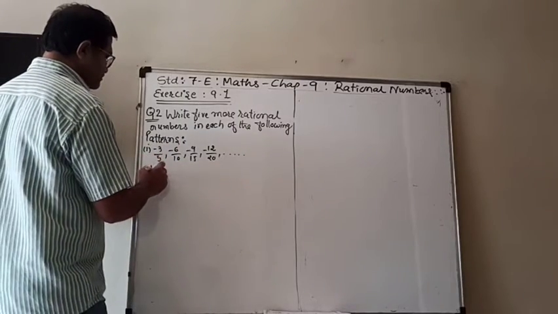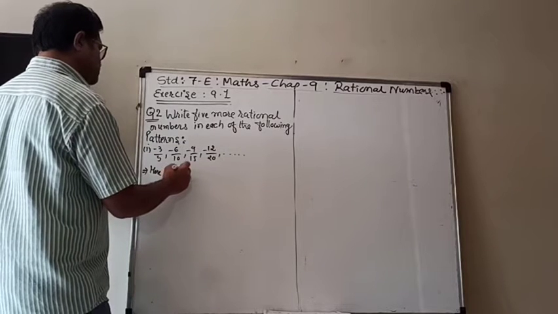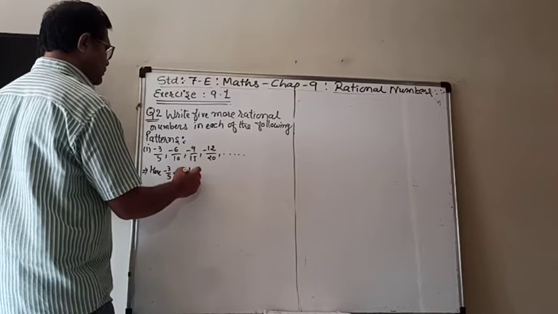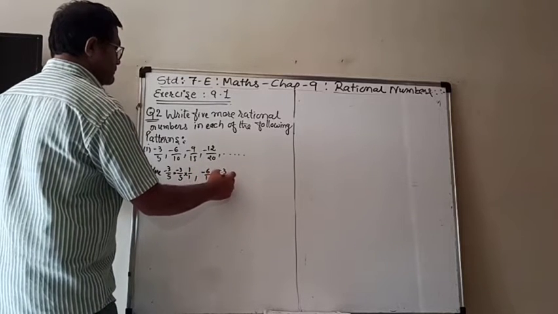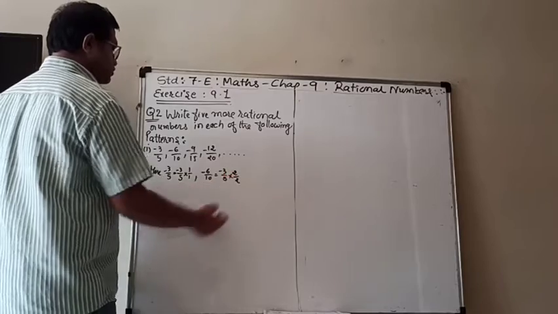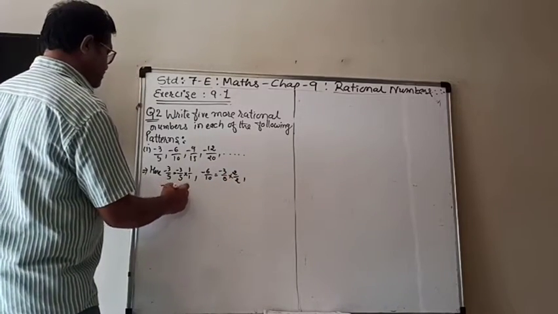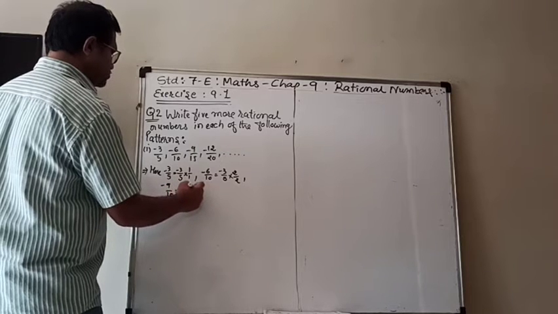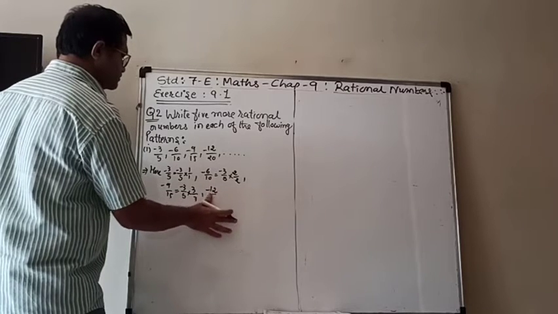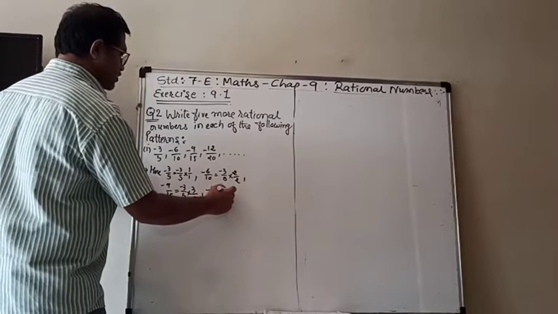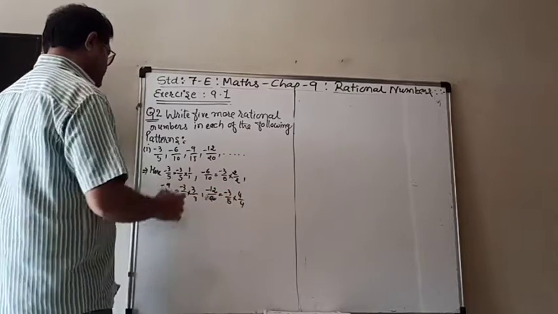So here minus 3 by 5 is equal to minus 3 by 5 into 1 upon 1. Minus 6 by 10 is equal to minus 3 by 5 into 2 upon 2. Minus 9 upon 15 is equal to minus 3 by 5 into 3 upon 3. And minus 12 upon 20 is equal to minus 3 upon 5 into 4 upon 4.